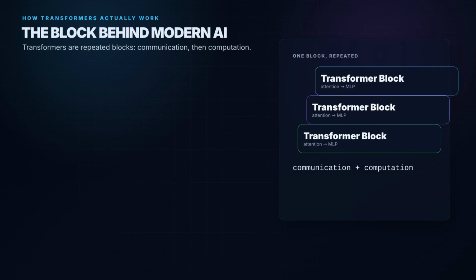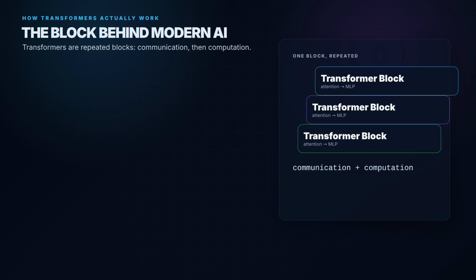Transformers power ChatGPT, Claude, Gemini, and almost every serious language model today. But the core idea is not magic. It is a repeated block that does two things. Tokens exchange information, then each token computes an update. That is the pattern. Communication, then computation. Repeat it many times, and token vectors become a prediction about what comes next.